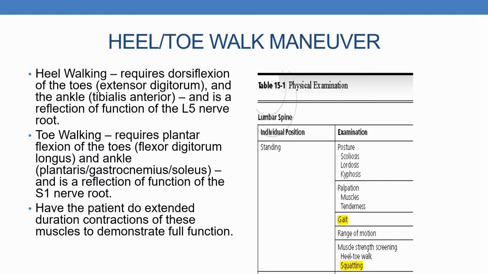So in order to assess the heel and toe walk maneuver, have the patient do extended duration contractions of these muscles in order to demonstrate full function. A grade of 5, or a normal grade, would indicate the capacity to do 10 repetitions of both heel walking and toe walking. Okay?